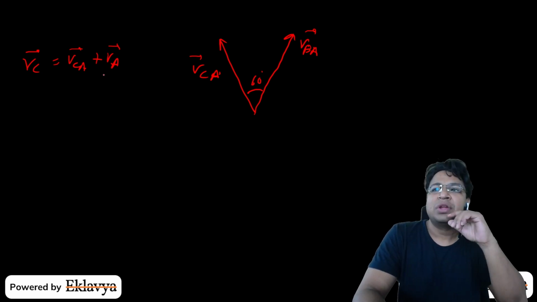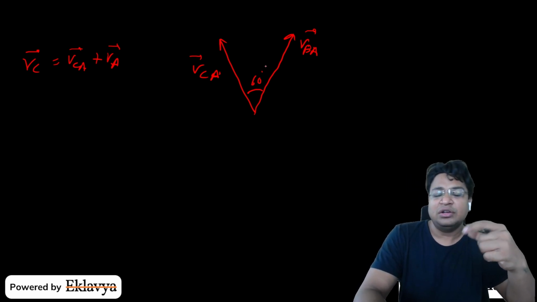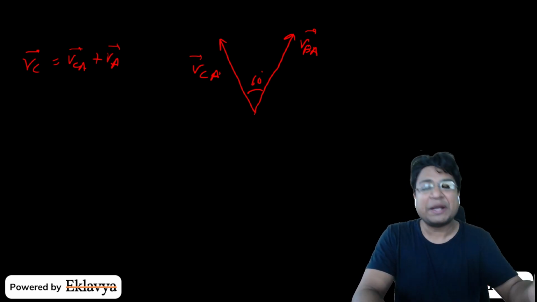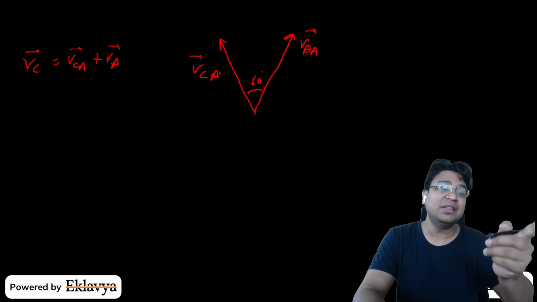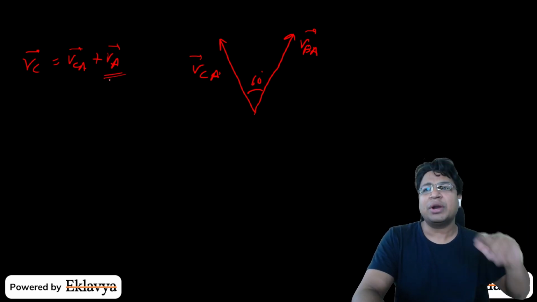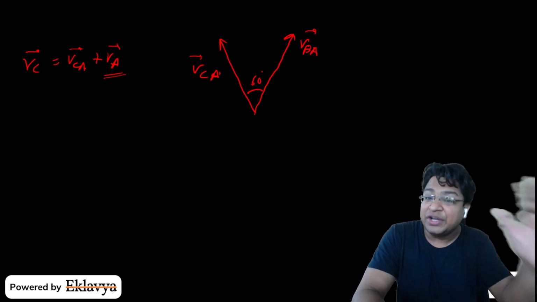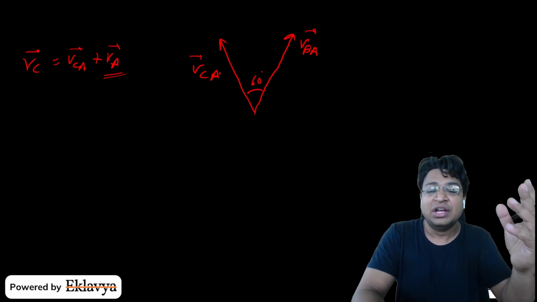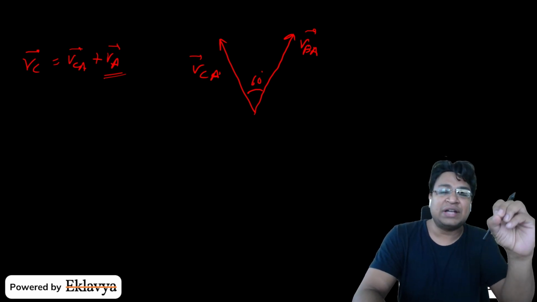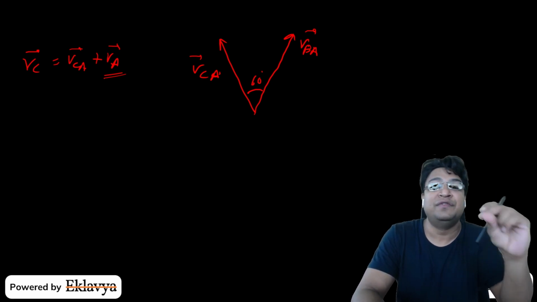So I'm asking you to add the VA vector to both these red vectors, and adding the VA vector to both these red vectors will respectively give you the VC vector and the VB vector. All right. Now what I'm going to do, I'm free to choose any magnitude of the VA vector. I'm free to choose any direction of the VA vector. So I prefer to choose a direction of the VA vector that can give me a maximum value of the VC vector.